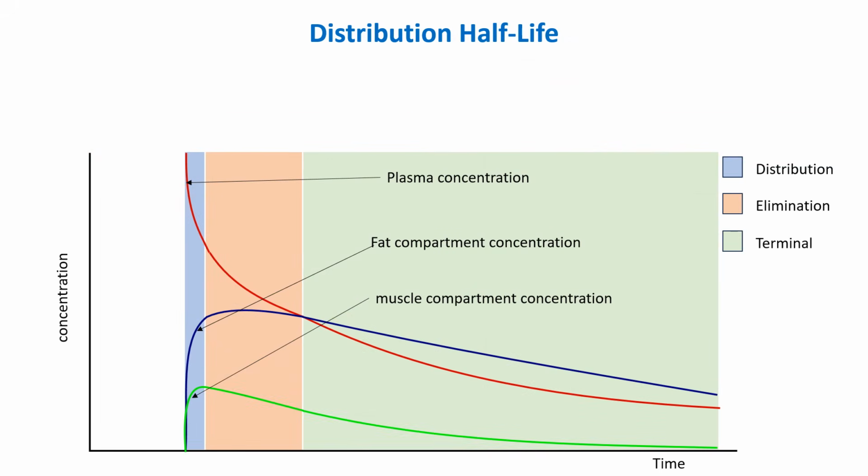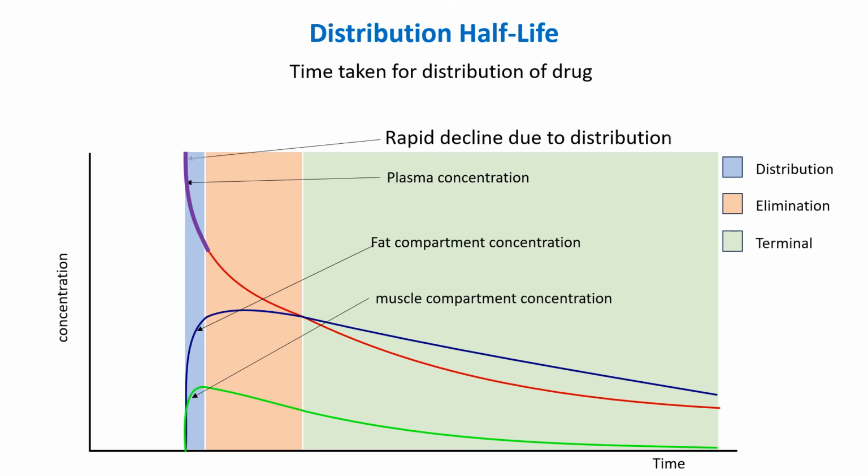Distribution half-life refers to the time it takes for a drug to distribute from the central compartment or plasma to the peripheral compartment. This is particularly relevant for drugs that exhibit a multi-compartment model of pharmacokinetics, where there is an initial rapid decline in plasma concentration due to distribution, followed by a slower phase due to elimination. The graph given here was discussed in the compartment model video.